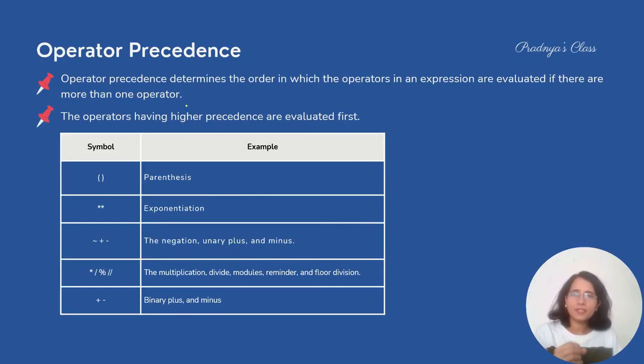Now let's try to understand one more concept related to operators, that is operator precedence. If in an expression there is more than one operator, then operator precedence determines the order in which they will be evaluated. The operator having higher precedence will be evaluated first. So here is the table with some operators according to their precedence. The parenthesis has the highest precedence, then the exponential operator, then we have some unary operators. After that, multiplication and division will have the next priority, then plus and minus will get evaluated. In this way, all the operators have their own priority level. So according to the priority, they will get evaluated. The higher the priority, the earlier they will get evaluated.